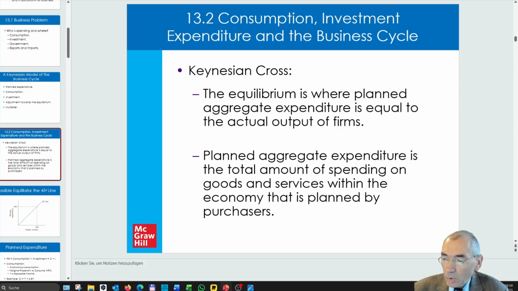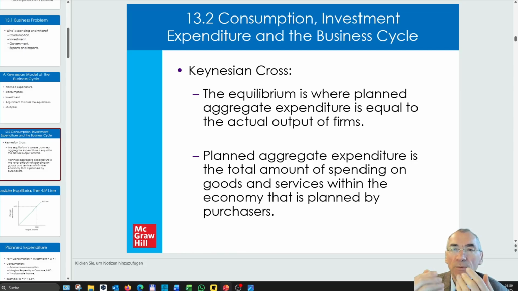The Keynesian cross talks about the equilibrium where planned expenditure, aggregate on a national level, all the consumption, all the investment, all the government spending, is equal to the actual output of the firms. So all the goods and services produced by firms, that's basically our definition of GDP.